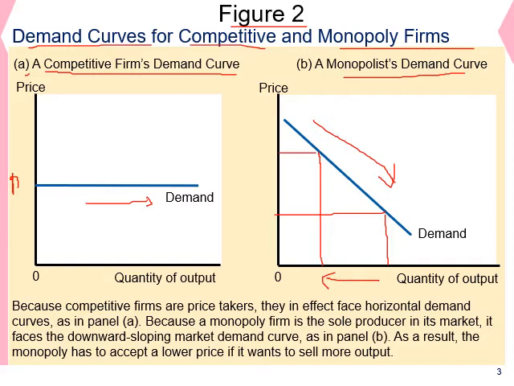Because a competitive firm is a price taker, it is faced with a horizontal demand curve. Because a monopoly is the sole producer in the market, it is faced with a downward sloping market demand curve. As a result, the monopoly has to accept a lower price if it wants to sell more output.